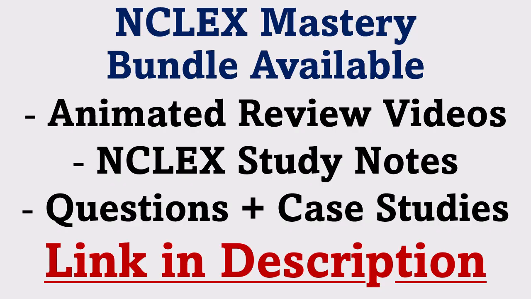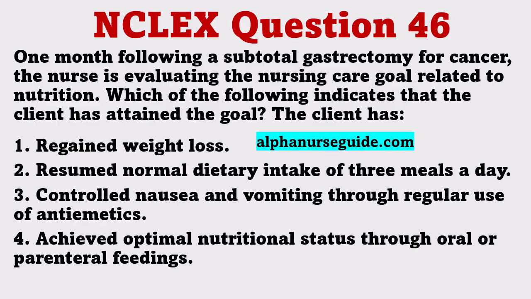Back to the questions. One month following a subtotal gastrectomy for cancer, the nurse is evaluating the nursing care goal related to nutrition. Which of the following indicates that the client has attained the goal? The client has 1. Regained weight loss. 2. Resumed normal dietary intake of 3 meals a day. 3. Controlled nausea and vomiting through regular use of antiemetics. 4. Achieved optimal nutritional status through oral or parenteral feedings.